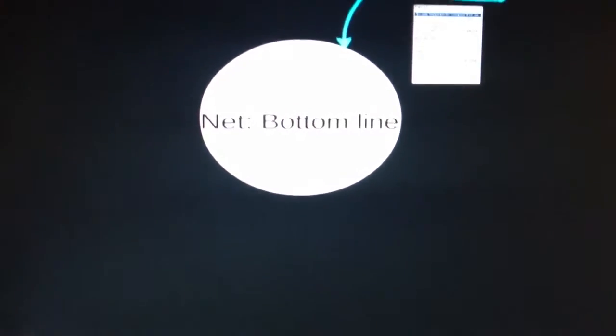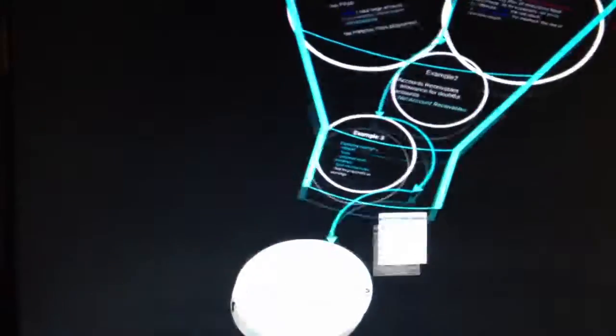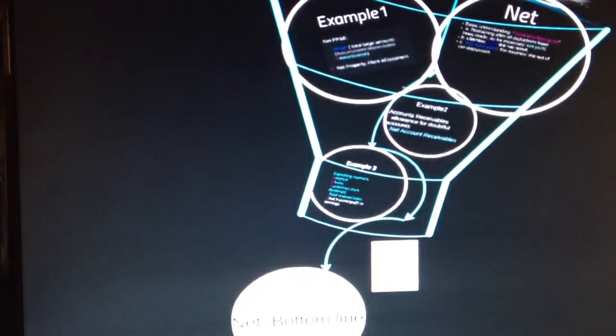All right, so just remember that net means bottom line, all right? Okay, so that's it for this series of balance sheet, the concept of net.